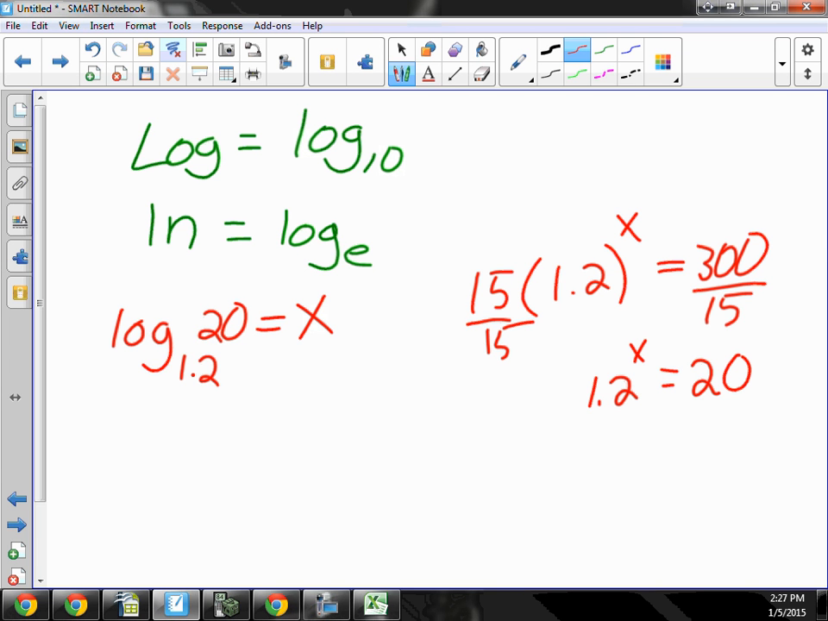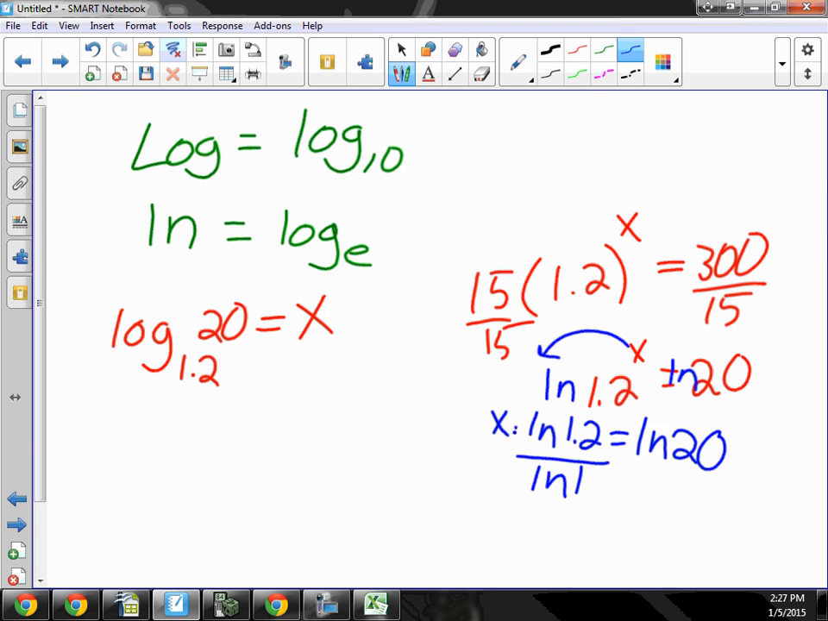what we call the power rule. The power rule allows us to drop exponents in front of logarithms. So what we do is we take the ln, or the log, of either side. We drop this x down, and I now have x times ln of 1.2 equals the ln of 20. And I've turned an exponential equation into a multiplication problem. And now all I have to do is divide by ln of 1.2.